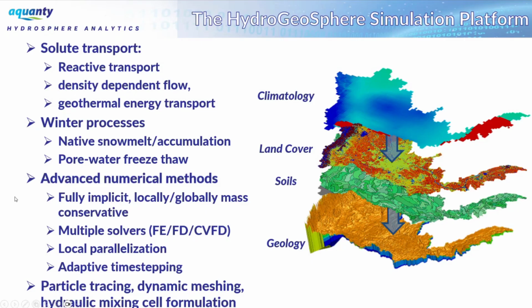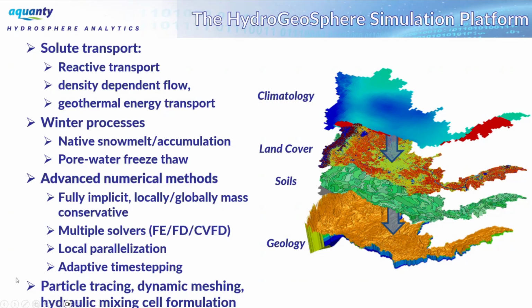There's really a lot of advanced numerical methods. We try to expose every piece of the numerical simulation criteria to the end user. So if you're a really experienced modeler, you will have full control over all of the settings for the numerical solution. We support multiple solver types. Locally, you can parallelize HGS models for faster model runtimes. It's all based on an adaptive time stepping routine, which we'll get into a little bit more.